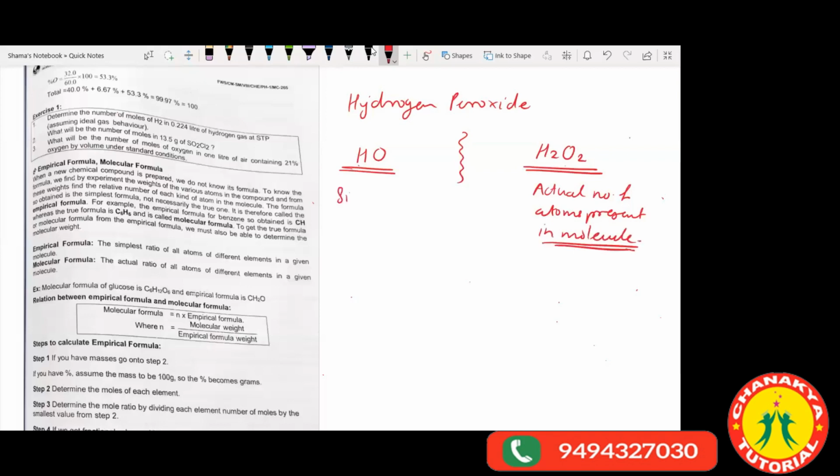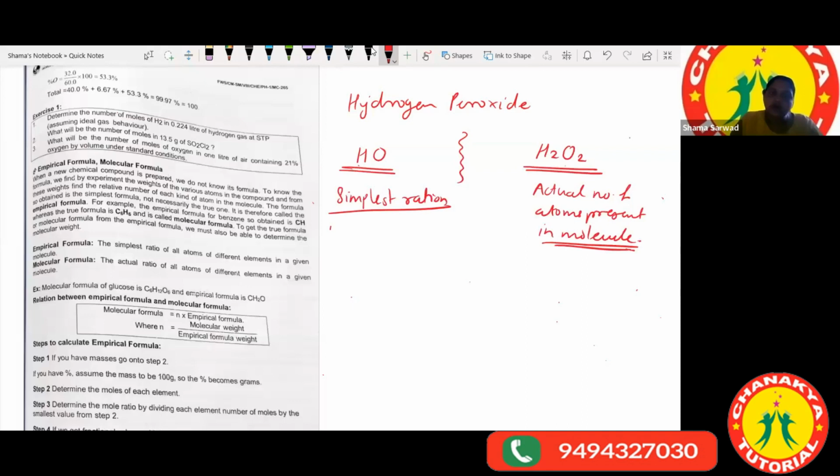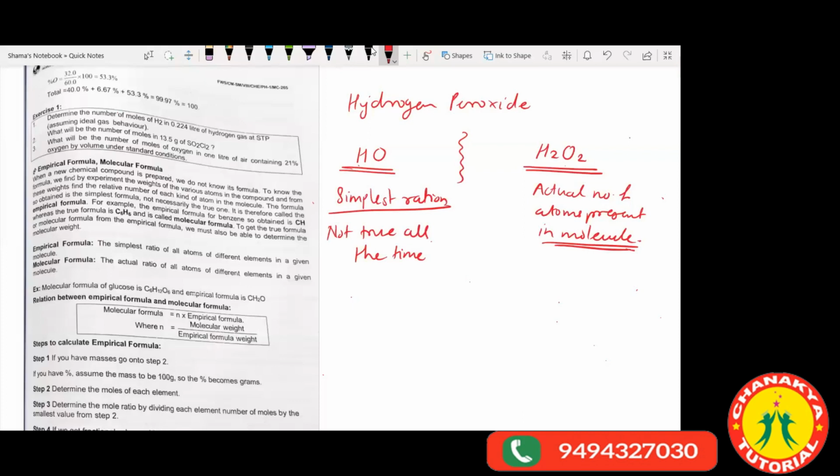This is the simplest ratio. This simplest ratio will not be true all the time. It will not always match your molecular formula. But the molecular formula is the actual ratio of the atoms present in the given molecule. Clear?